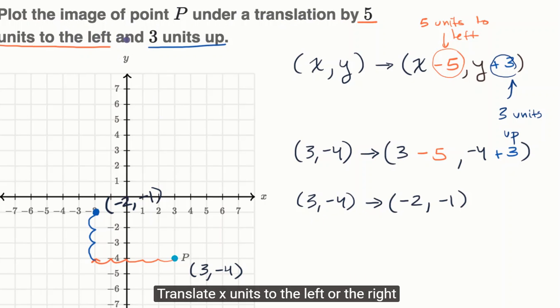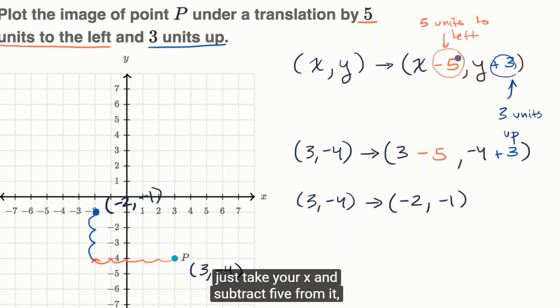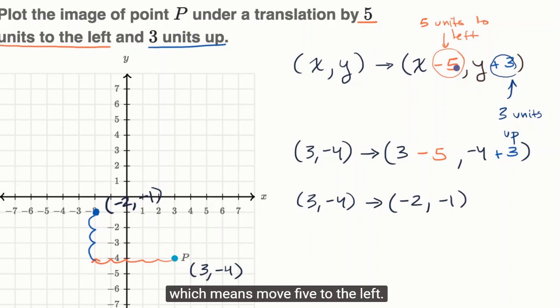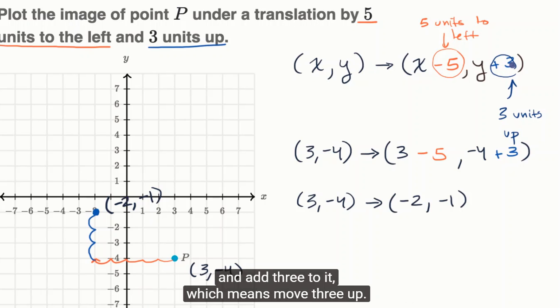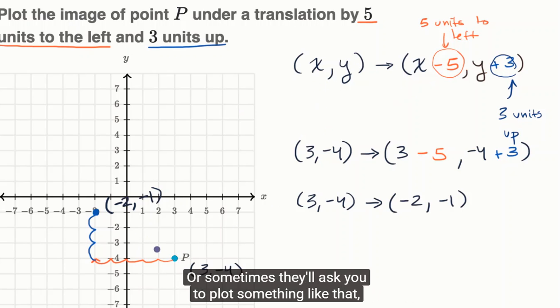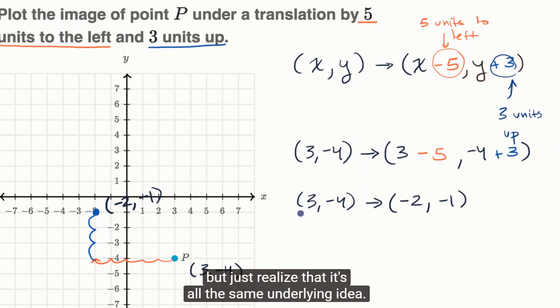Translate x units to the left or the right, or 3 units up or down. You'll sometimes see it like this, but just recognize this is just saying take your x and subtract 5 from it, which means move 5 to the left. And this just means take your y-coordinate and add 3 to it, which means move 3 up. And sometimes they'll ask you, hey, what's the new coordinate? Or sometimes they'll ask you to plot something like that. But just realize that it's all the same underlying idea.